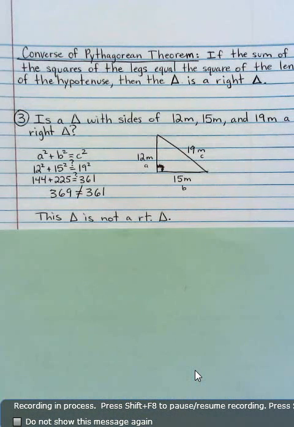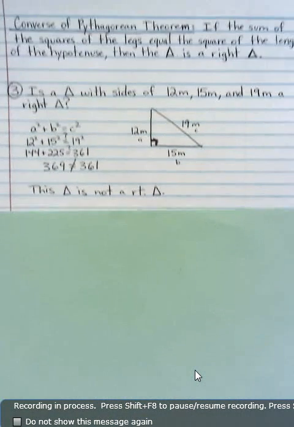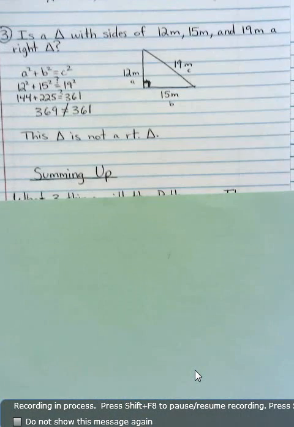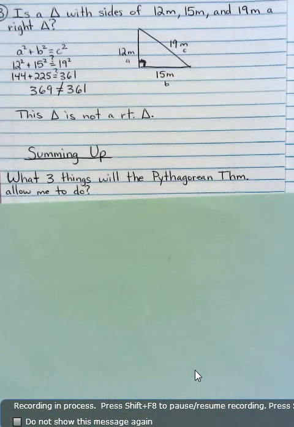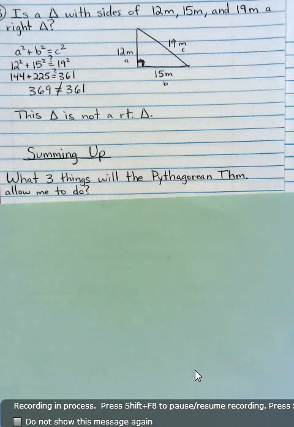All right, folks. So here we are at the end of the lesson. I'd just like to sum it up a little bit and make sure we know what to come in with tomorrow for class. So I did tell you I was going to ask you this question at the end. What three things will the Pythagorean theorem allow me to do? Hopefully each of you is going to walk away from this lesson and you're going to say all three of these to yourself.